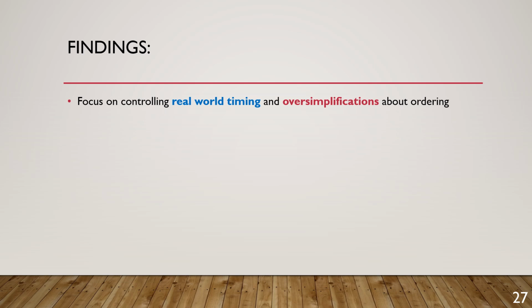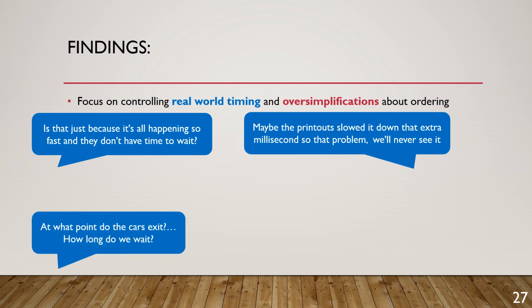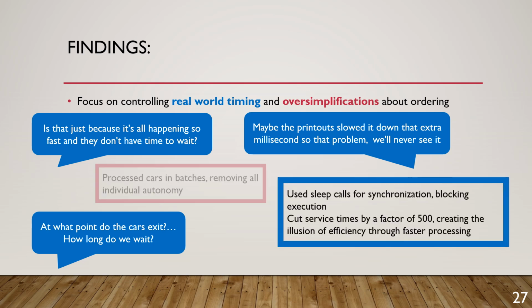So as we looked at the student processes, example output started to make sense of all the features. We found that an over-reliance on it led to a few different things I categorize here. One is a focus on controlling real-world timing and oversimplifications about ordering. Even though the solution needed to focus on synchronization, students focused on actual timing, down to seconds. Some tried to alter sleep calls to affect the processing, and others stated concerns about access control as issues of being too fast.